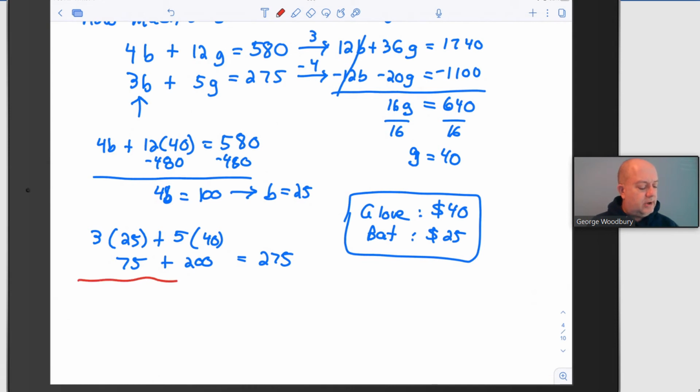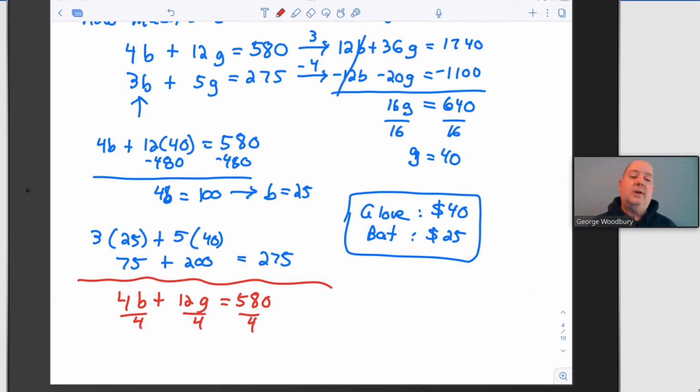What I want you to think about here, 4B plus 12G equals 580. Can I divide the 4 out of every term and have only integers, no fractions? And so I can try that. I know 4 goes into 12. 4 also divides into 580 evenly.